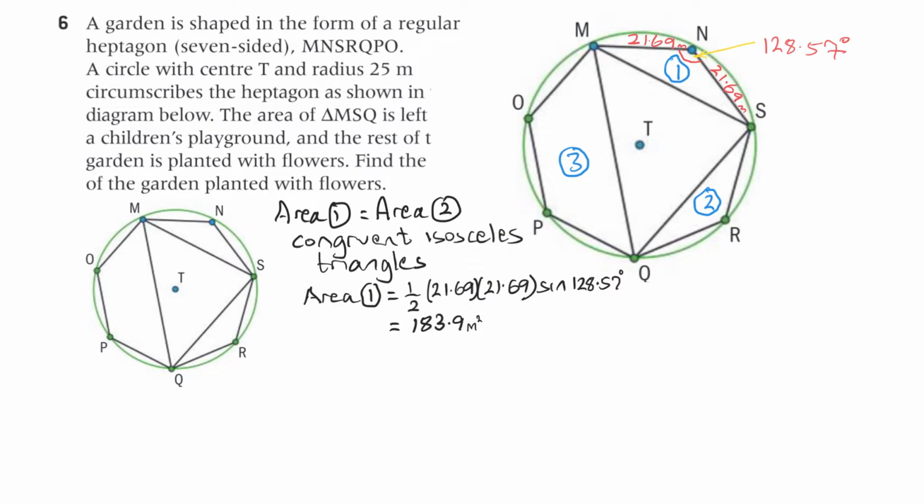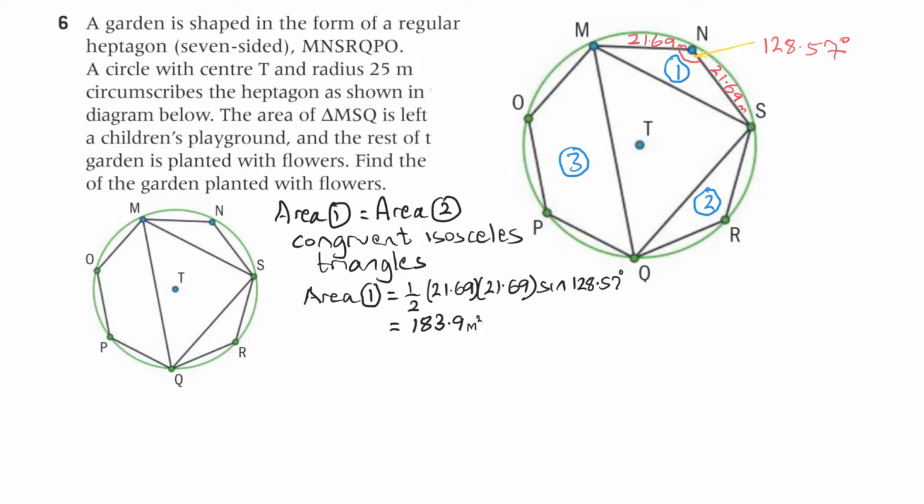Okay, the next step is to use the area sine rule to find the area of that isosceles triangle. We want to know this and that, remember? So we want to find the area of that. We have an included angle, and we know the 2 sides of that included angle, so the area is a half times this length times that length times the sine of 128.57, and that's there.